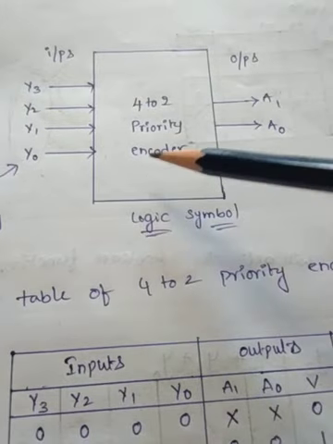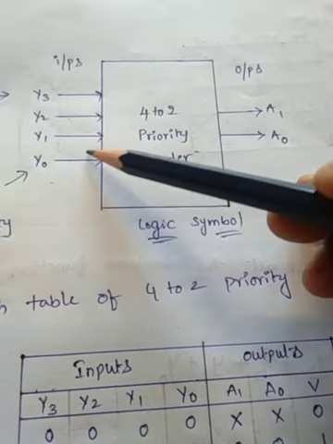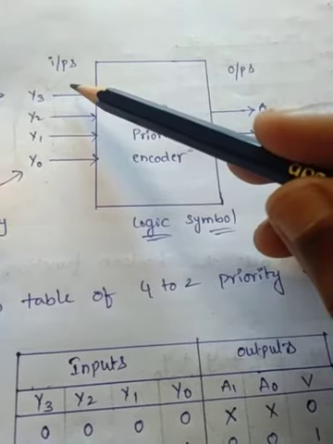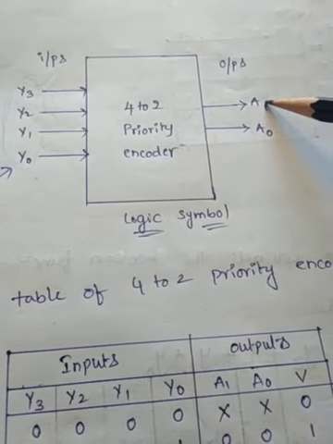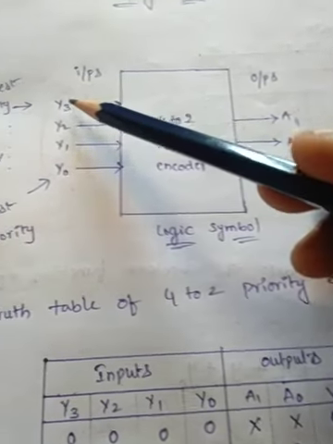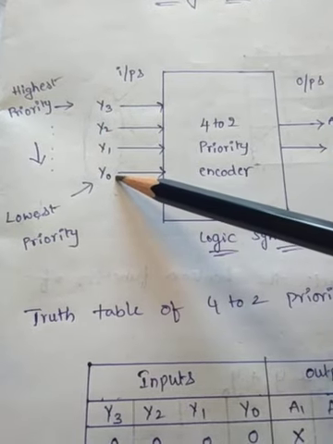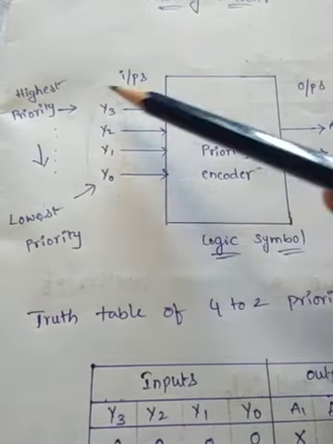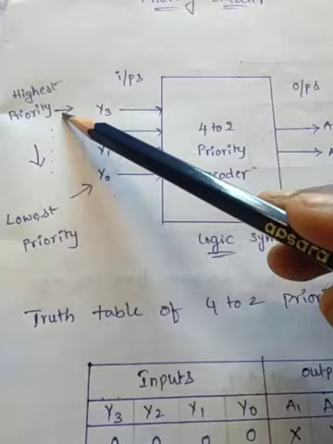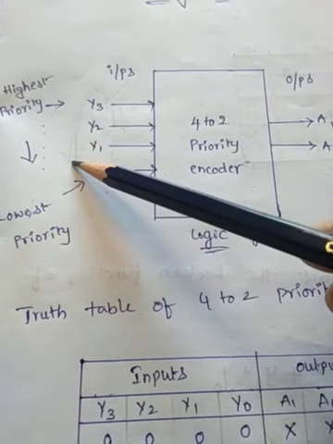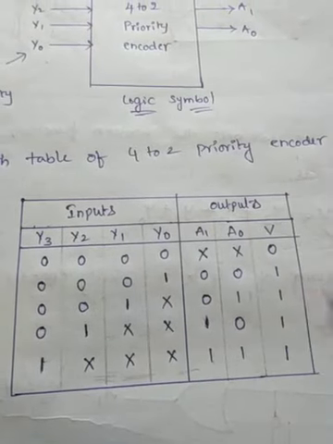Here I am considering a 4 to 2 priority encoder. It has 4 inputs y0, y1, y2, y3 and 2 outputs A0 and A1. Here I have assigned highest priority to y3 and lowest priority to y0. The assignment of priorities depends upon the designer. Here y3 has highest priority. The priority is decreasing. Now coming to the truth table of the 4 to 2 priority encoder.